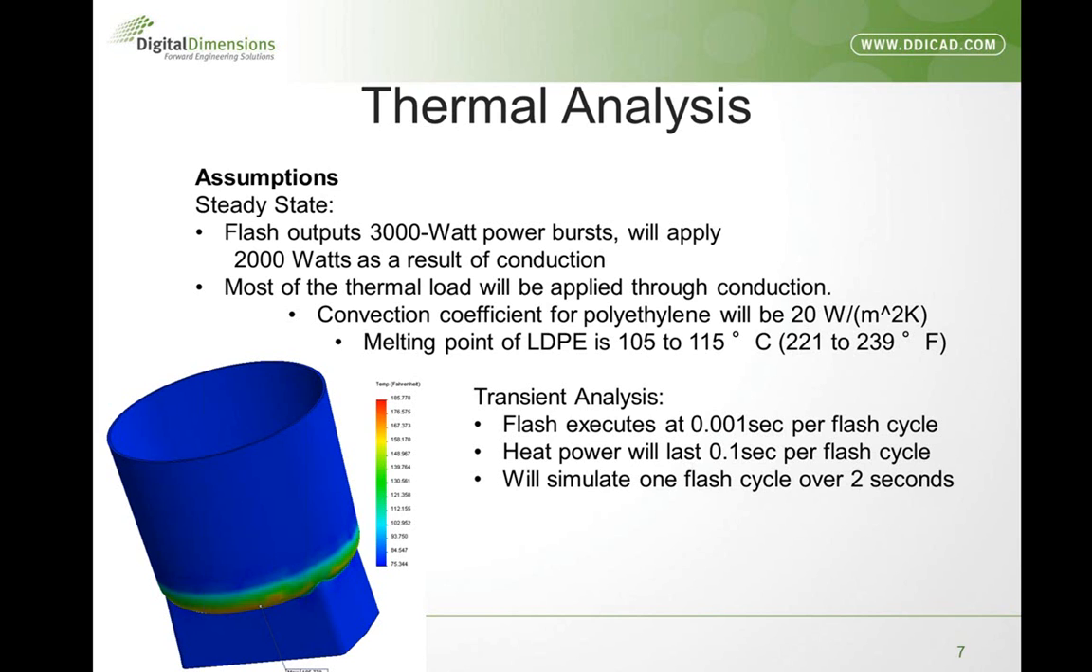When it comes to thermal analysis, what are we actually looking at? Our primary unknown for a thermal analysis is going to be temperature. We're going to see what the highest temperature is, because we want to make sure we don't melt the material we're using. In this case, the material for this flash is a low density polyethylene plastic. Looking up the information for that, the melting point is about 221 to 239 degrees Fahrenheit. That's a marker we want to make sure we don't pass.